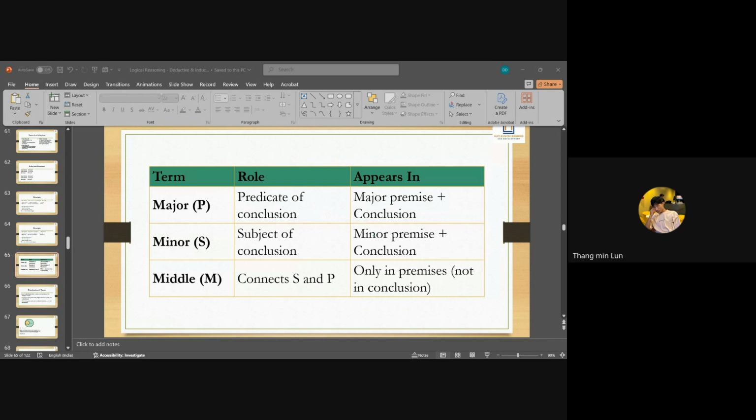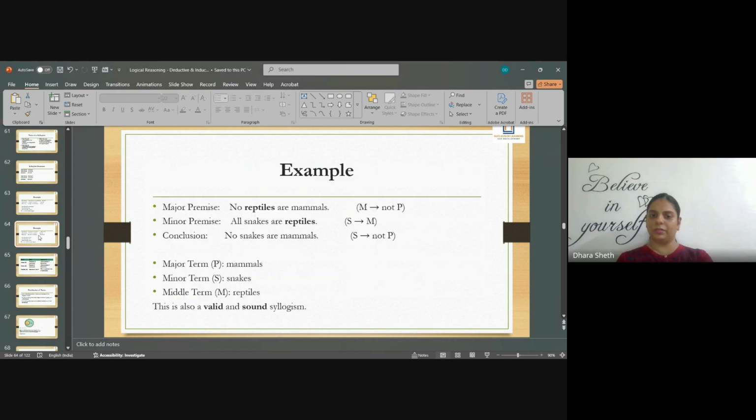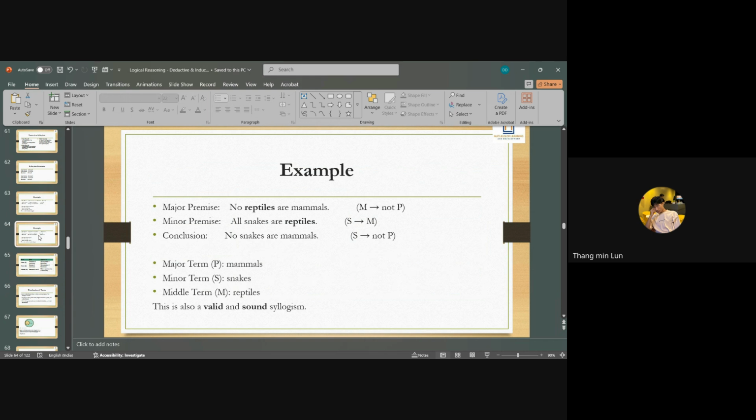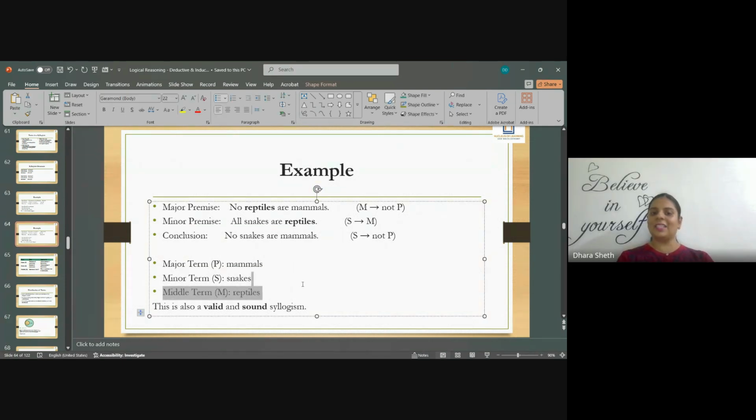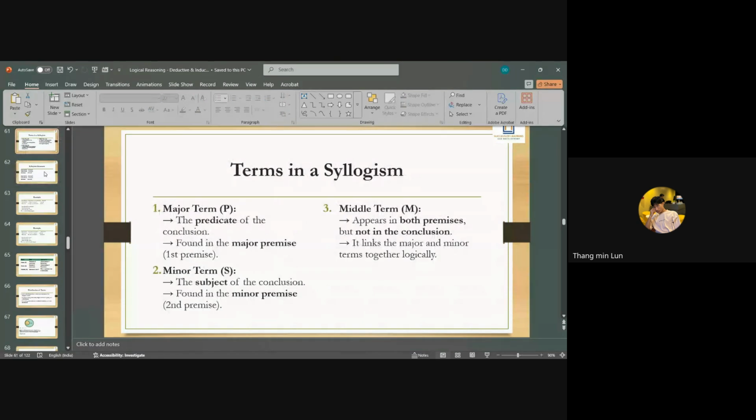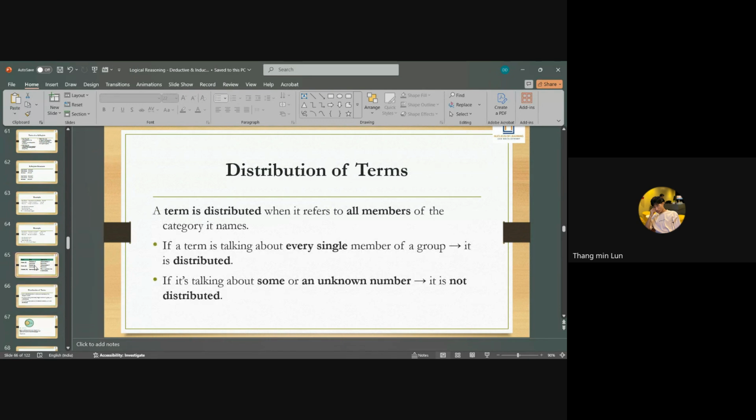One question. Can we go back to the previous slide once? This one? Yes, ma'am. Here, both the premises have reptiles. So the reptiles appear in both the premises. So directly it becomes the middle term. It links the subject and the predicate, but it will not be present in conclusion. Here the mammals come first, right? So mammals will be the major term directly? No.